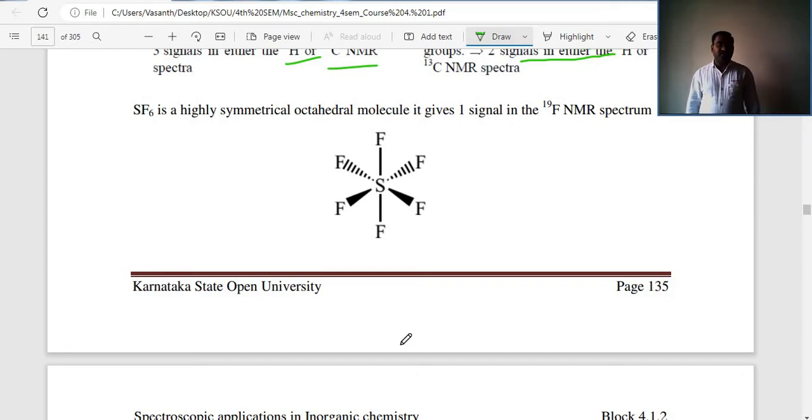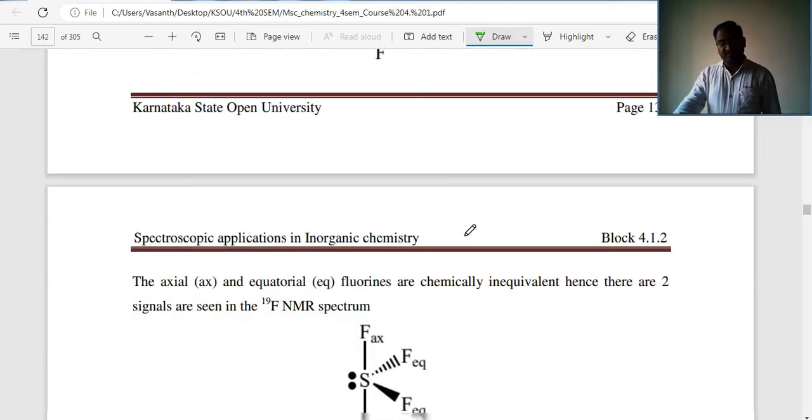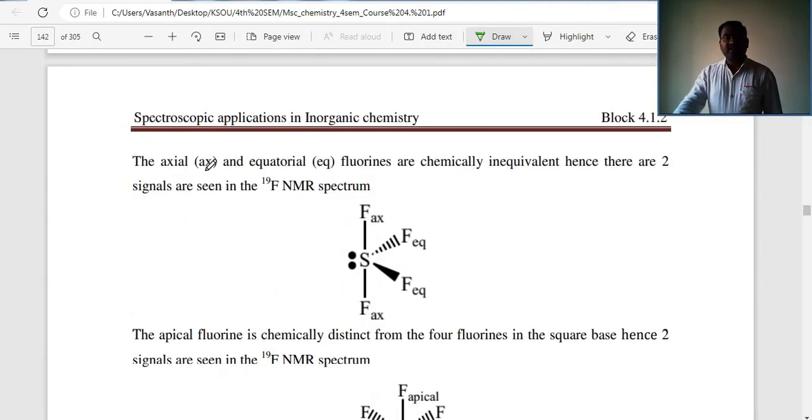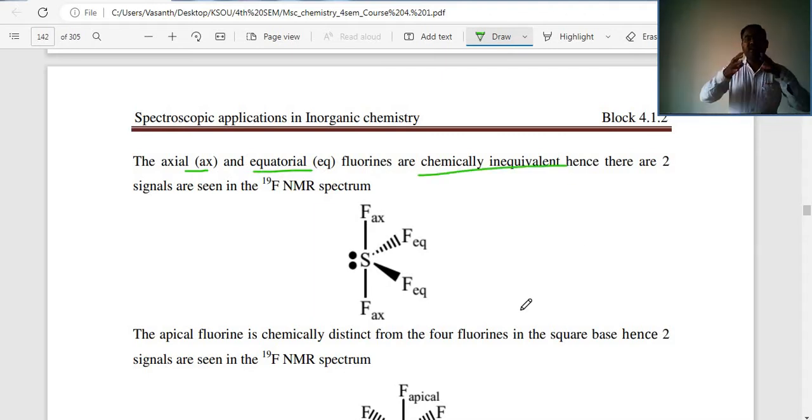Sulfur hexafluoride is a highly symmetrical octahedral molecule. It gives only one signal in the fluorine NMR spectrum. The axial and equatorial fluorines are chemically inequivalent, hence two signals are seen in the fluorine NMR spectrum.